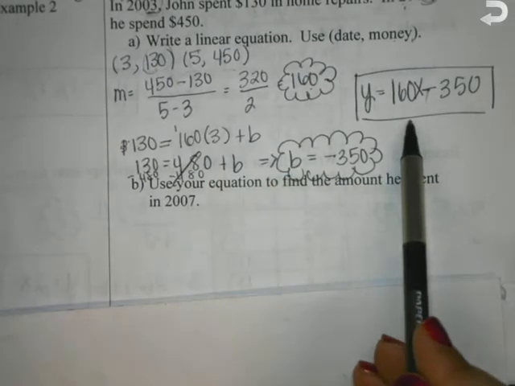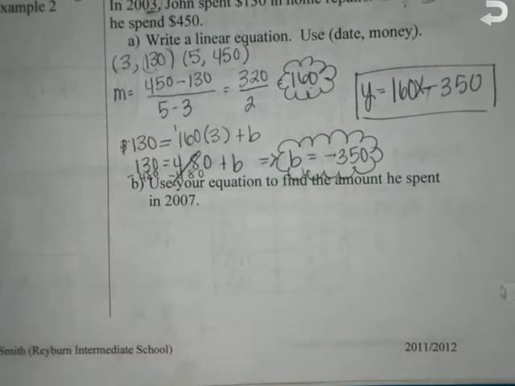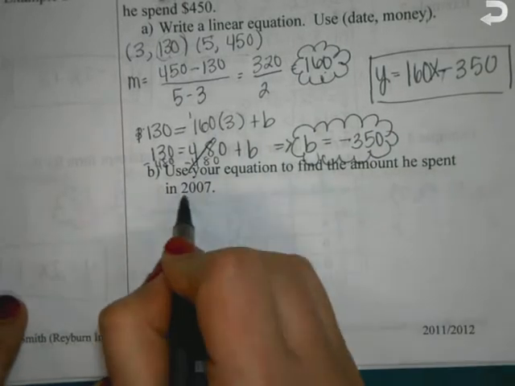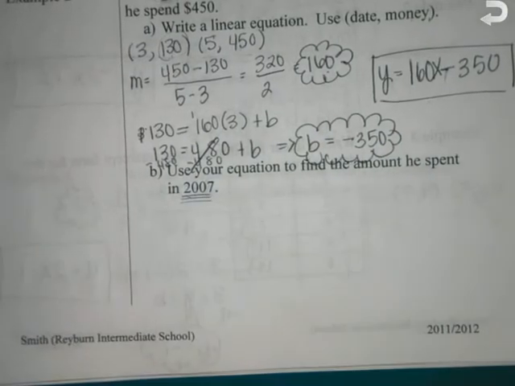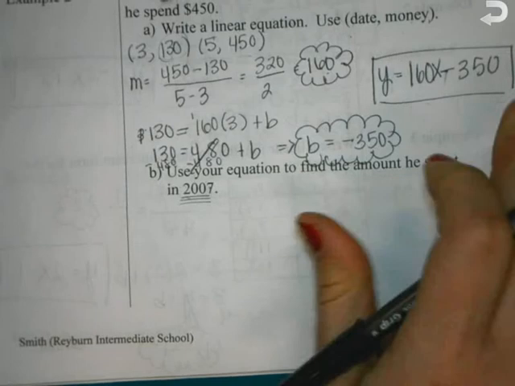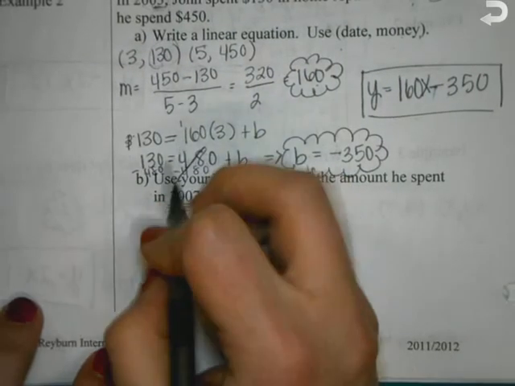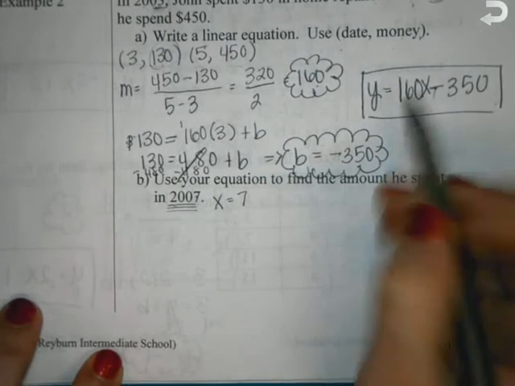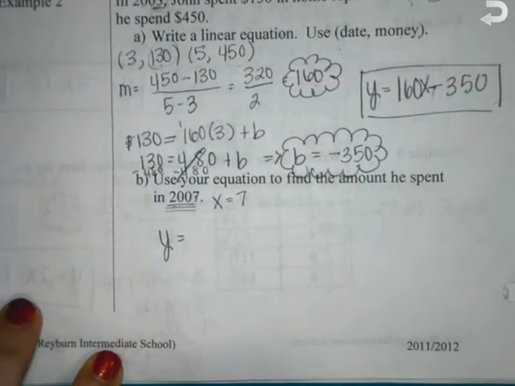Okay, so look at part B. Let's do this on our own. Use your equation to find the amount he spent in 2007. So what am I going to use for 2007? Just a 7. Now, is the date the x or the y value? The x. So you're going to plug in x equals 7 into this equation. So we would get y equals 160 times 7 minus 350.